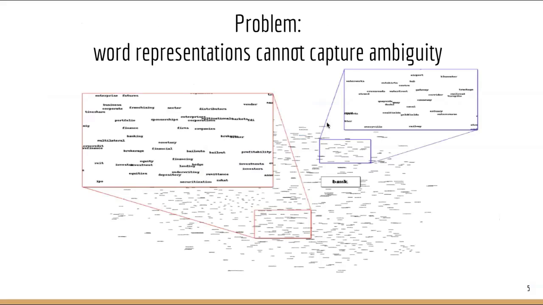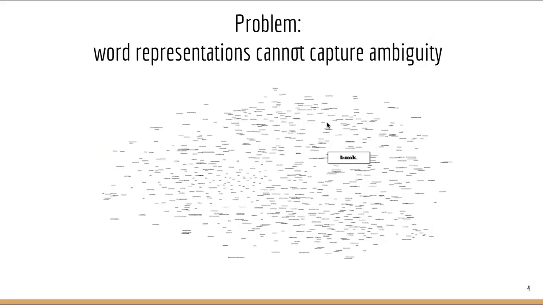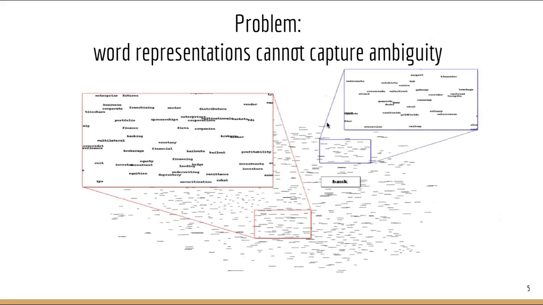So let's see a graphic example first. Here we have the word bank in the middle of a word vector space. So this is just a common word embedding model, in this case word2vec, where you represent bank there in the middle of a sea of words. And let's zoom in for a moment.